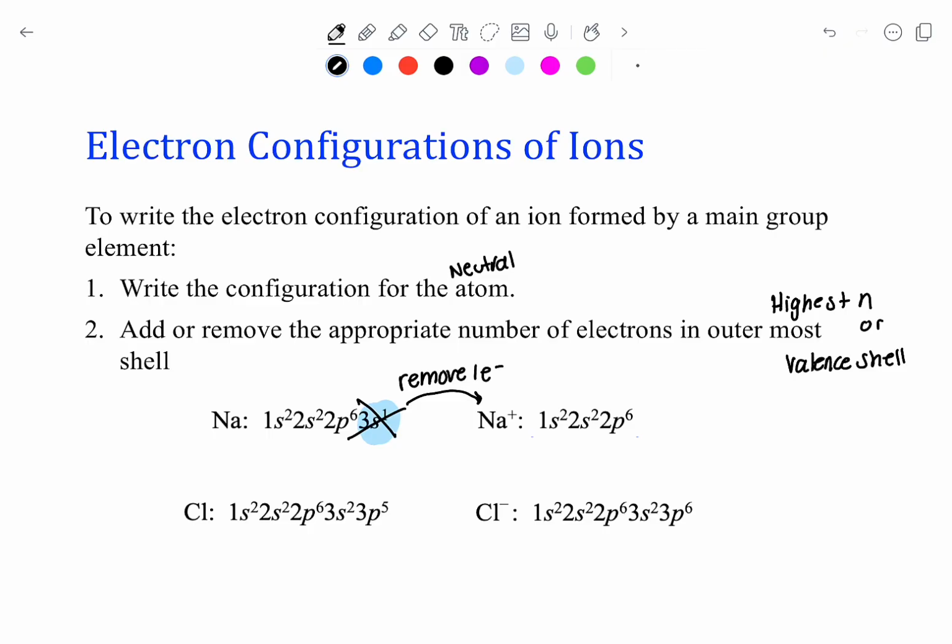So our sodium ion is then 1s2, 2s2, 2p6. That shows us that we now have 10 electrons. In sodium, there are 11 protons. So in total, I have a 1+ charge, which corresponds to the 1+ charge of sodium there. So we've removed an electron to create a cation.